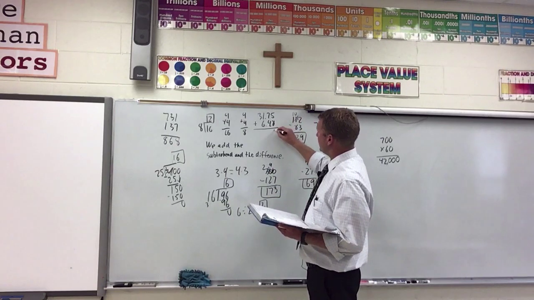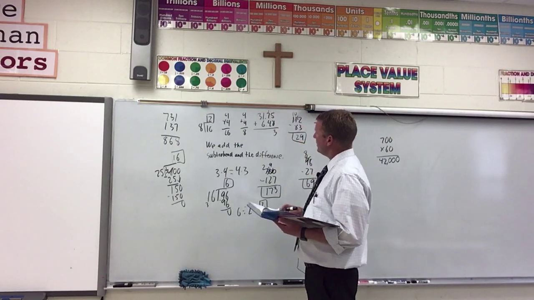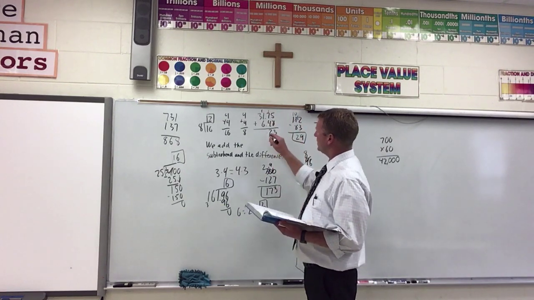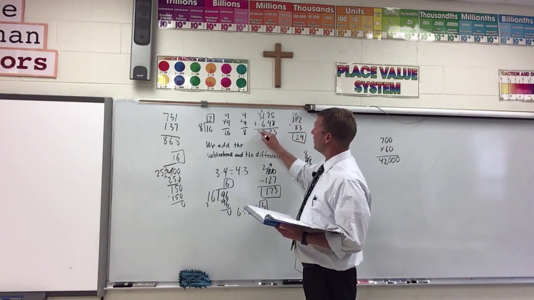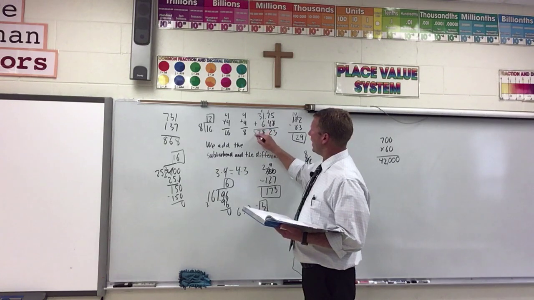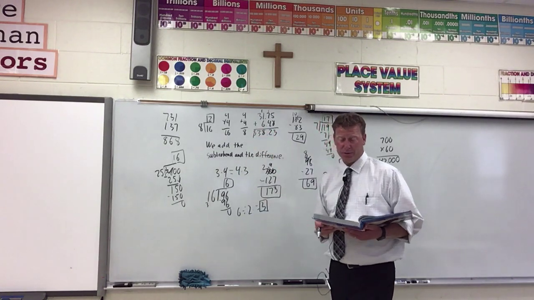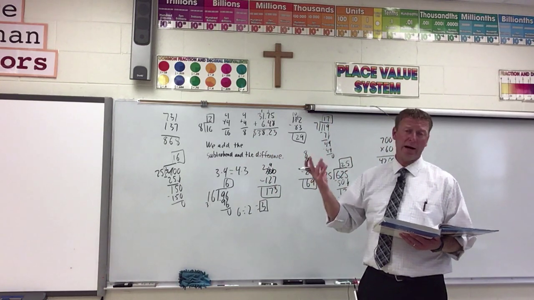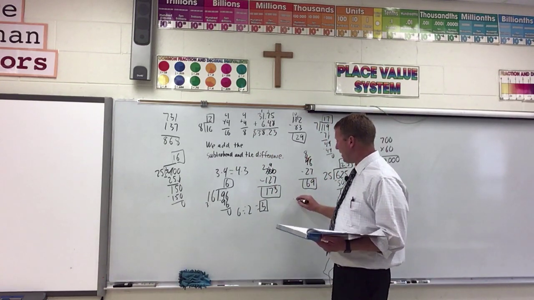5 plus 8 is 13. Carry the 1. 1 plus 7 is 8, plus 4 is 12. Carry the 1. 1 plus 1 plus 6 is 8. 3 plus nothing is 3. Decimal point straight down, dollar sign, I got $38.23. Now I'll go back to the first number.